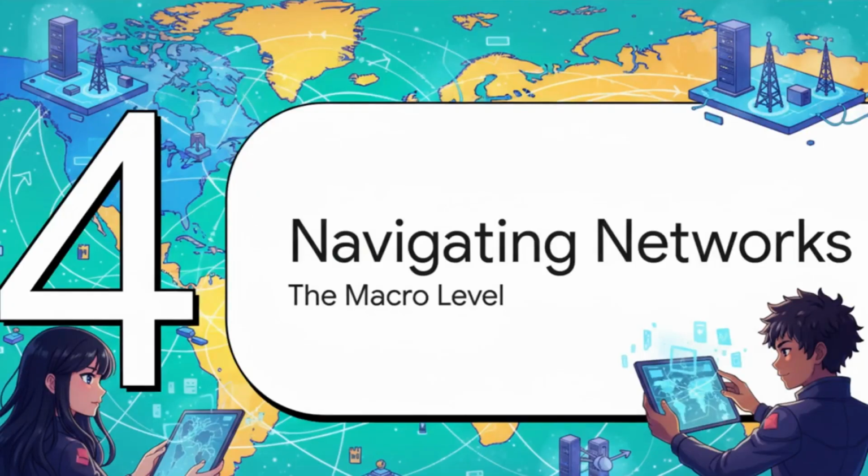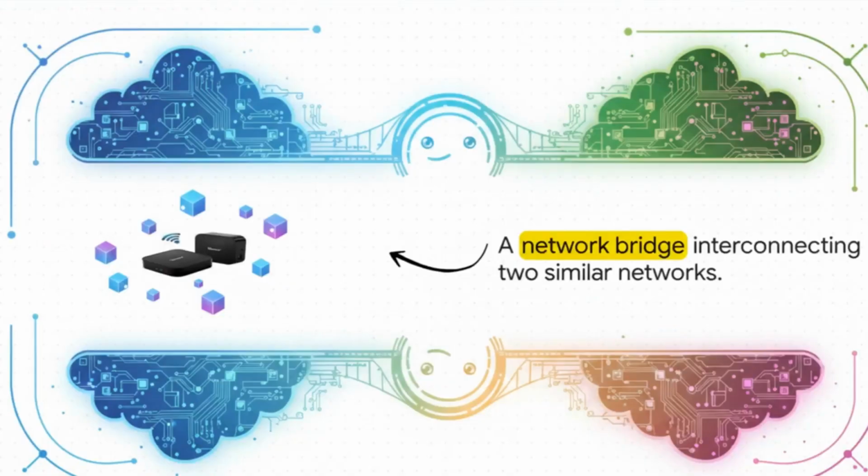Okay, final step. Part 4, navigating between different networks. Let's zoom out to the macro level. First up at this macro level is the network bridge. This device interconnects 2 computer networks that are operating on similar protocols. It basically acts like a border checkpoint. It carefully inspects incoming signals and makes a split-second, crucial decision. Either forward the data across the bridge or just discard it entirely.